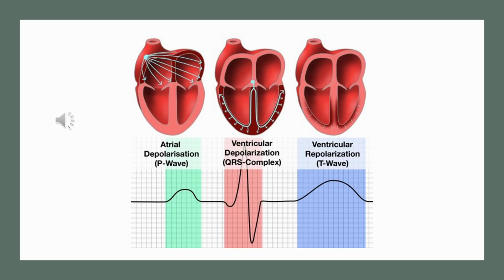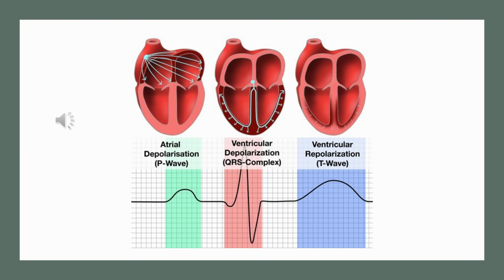So again, first we have the P wave, which is atrial depolarization. So again, this is the first phase in the cardiac cycle. It begins whenever the SA node fires, which sends that electrical impulse across the atria, triggering that atrial contraction, which pushes blood into the ventricles. So again, on the ECG, we see this represented as the P wave. And again, it's typically round and smooth.